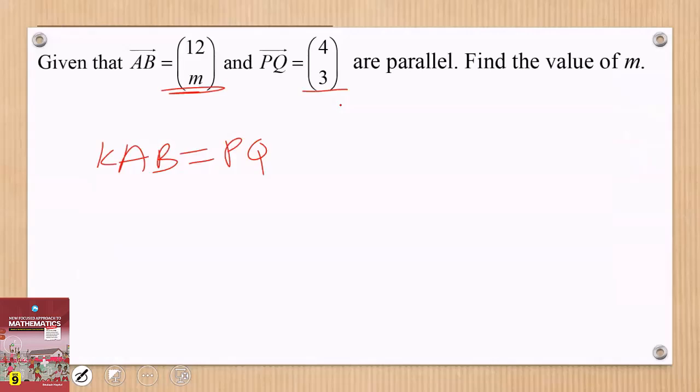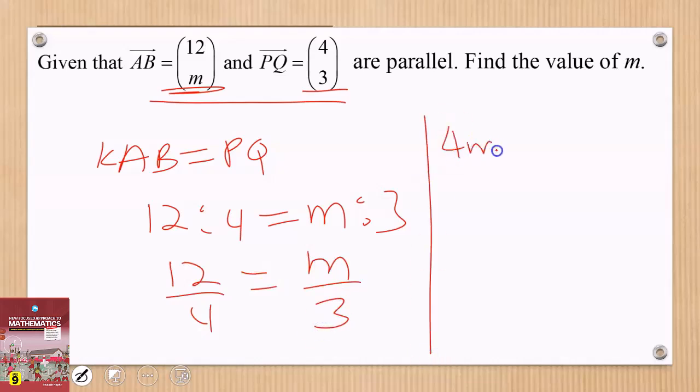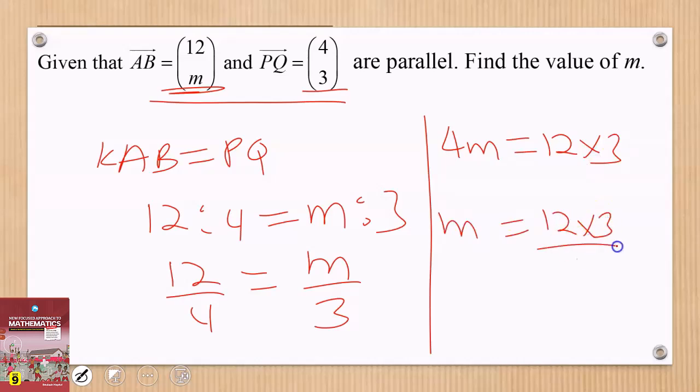So if you have this idea, then we can solve this question by saying that since they are parallel, 12 is to 4 should be the same as M is to 3. And a ratio means division, so I can say 12 over 4 should be the same as M divided by 3. If I do cross multiplication, I have 4M is equal to 12 times 3. If I divide both sides by 4, then I have 12 times 3 divided by 4. What is M then? Now 4 can divide itself 1 and divide 12 here 3. So 3 times 3 will give us 9, which means M is equal to 9. Right.